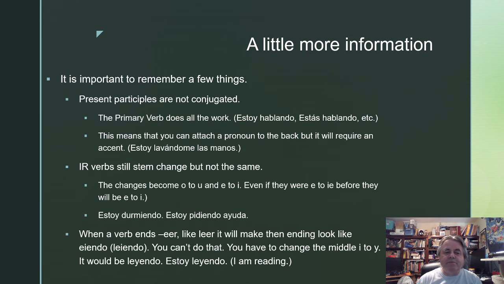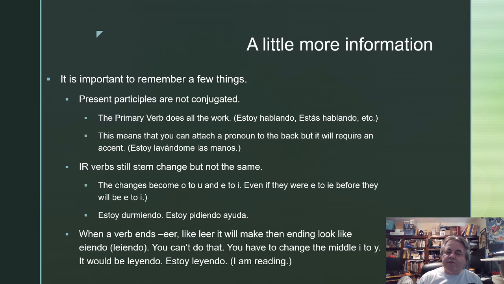I have a couple of examples here. We have estoy durmiendo. See how we have DUR instead of DOR and instead of DUER. And I have estoy pidiendo. We see pedir, PED became PID. So I have estoy pidiendo ayuda.